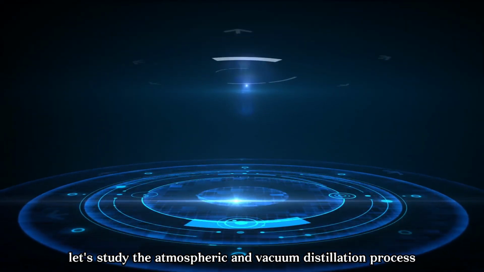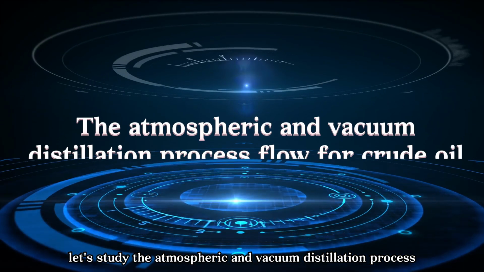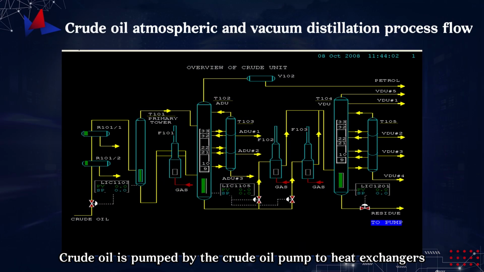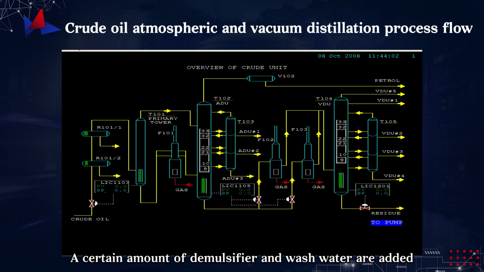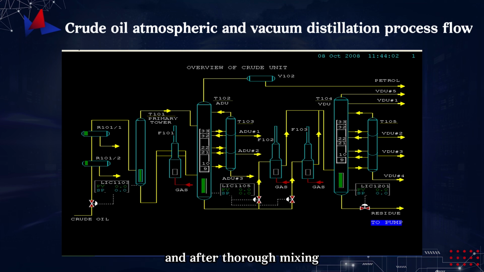First, let's study the atmospheric and vacuum distillation process flow for crude oil. Crude oil is pumped by the crude oil pump to heat exchangers, where it is heated to 131 degrees Celsius. A certain amount of demulsifier and wash water are added, and after thorough mixing, it enters the first stage electric desalting vessel. Simultaneously, under the action of a high-voltage electric field, oil and water are separated. The dehydrated crude oil flows out from the header at the top of first stage desalting vessel.